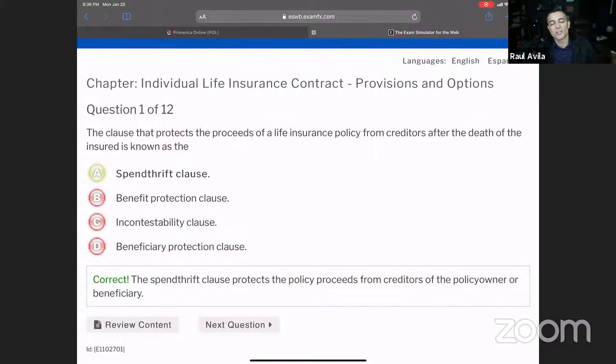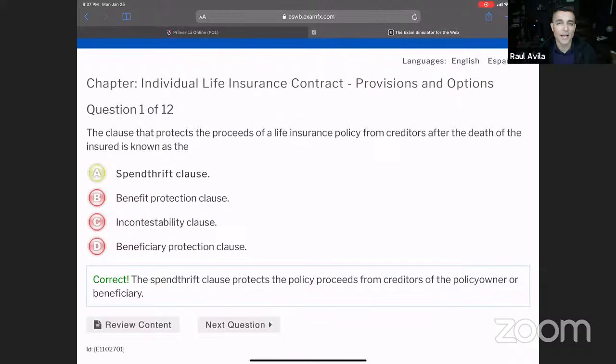There's nothing to teach here on this one. This is just a definition. So go ahead and screenshot it and don't forget about the spendthrift clause. What is this talking about? So let's say I'm married to Noemi, right? So if I die, and let's say we owe $50,000 in credit cards, let's say.